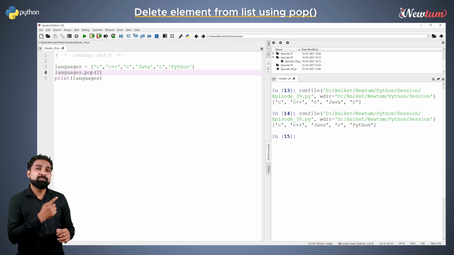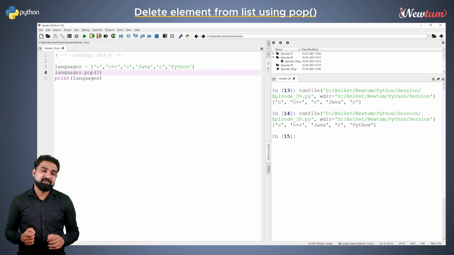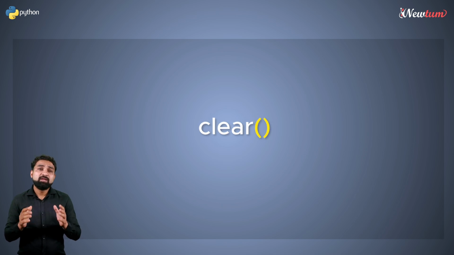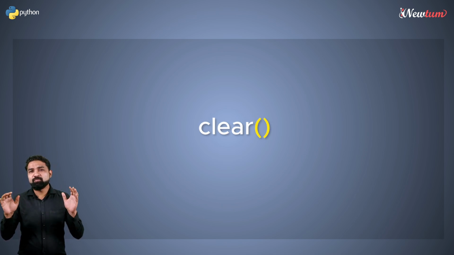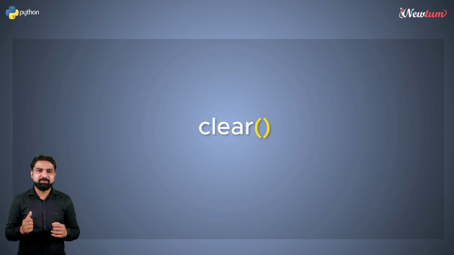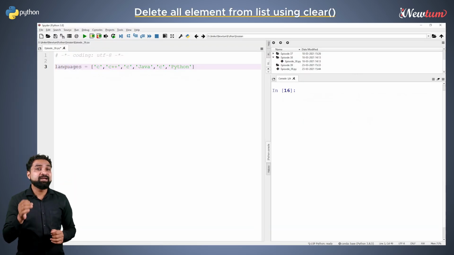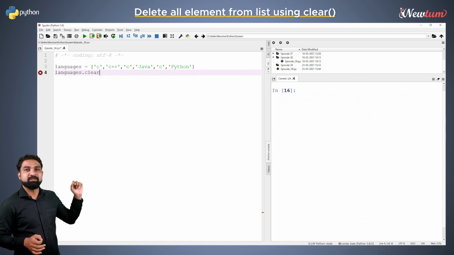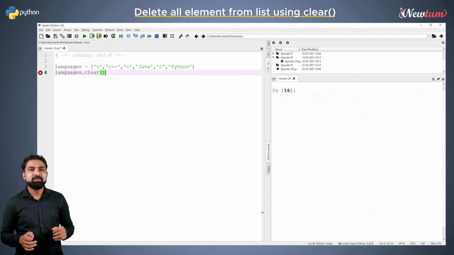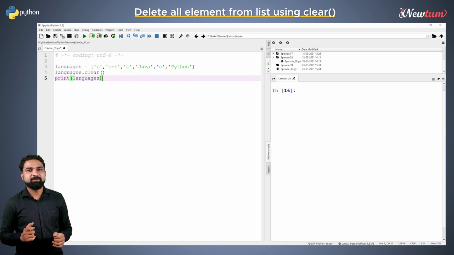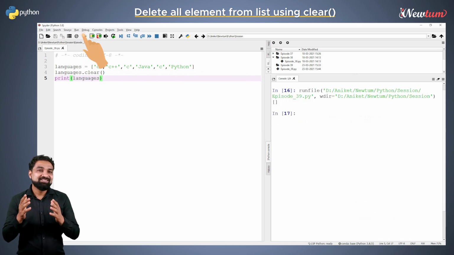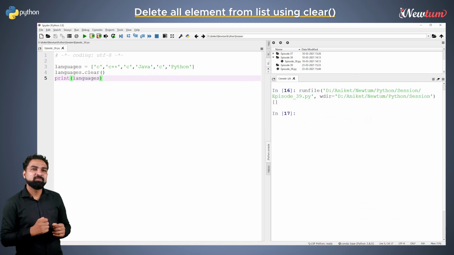Just like pop, there is one more method in the list. It's called clear. Clear removes all the elements from the list. It's like an empty list. Again, the same list, and in the next line we will write languages.clear followed by brackets. Then the print statement. Run the code. See, you got the empty list.